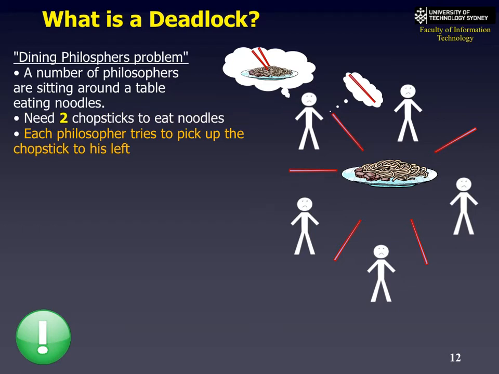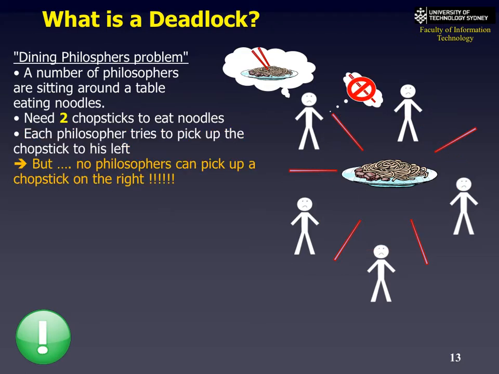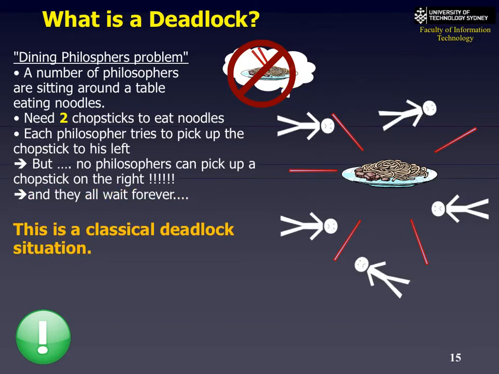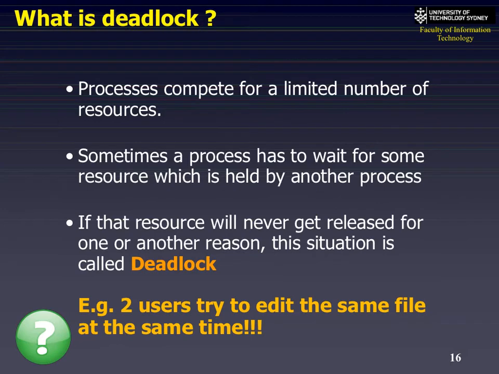So if each philosopher tries to pick up the chopstick to his left, this guy picks up the other guy's chopstick, and the next, and the next, and the next. What happens here? You get a little circular loop occurring. And what happens? Nobody can actually access the second chopstick, which means they all wait forever. And hypothetically, in a real computer science situation, they all die of starvation. This is called a classical deadlock situation. And you've probably seen deadlocks a few times. You may not know it.